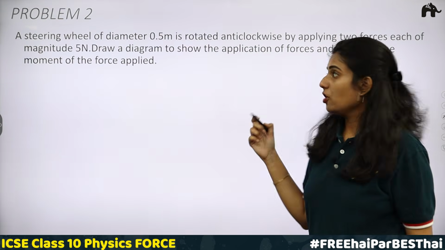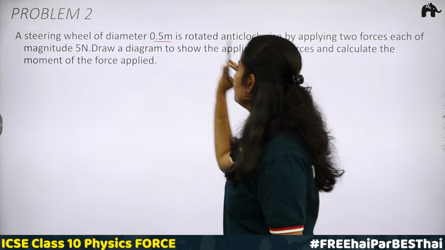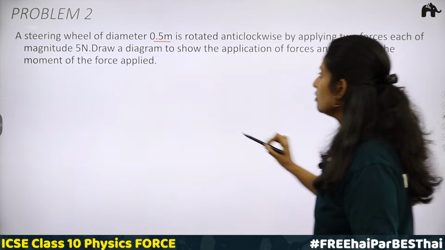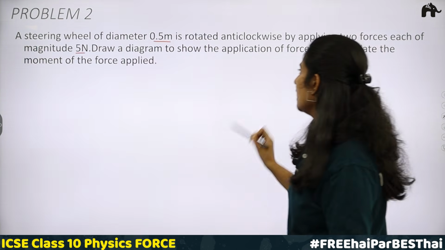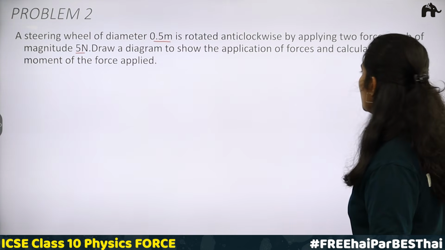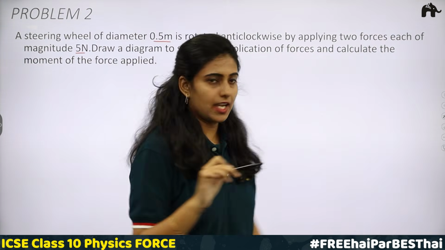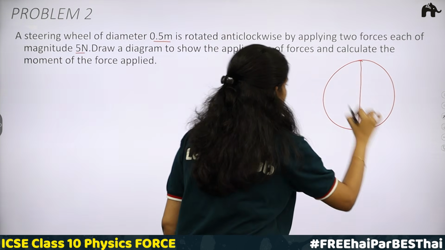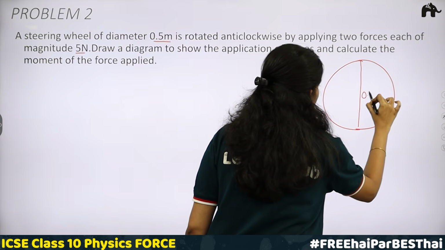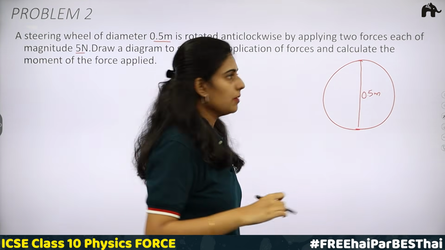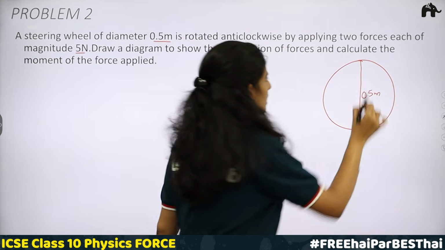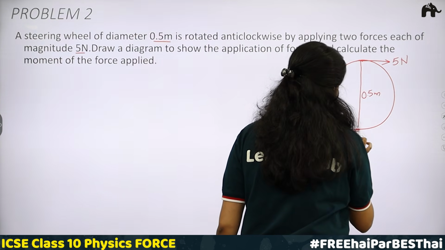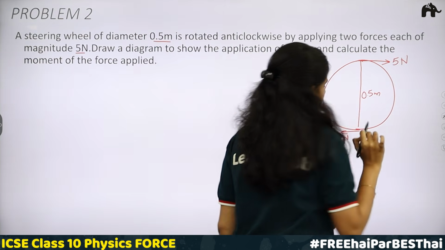Okay. Second problem: a steering wheel of diameter 0.5 meter is rotated anti-clockwise by applying two forces each of magnitude 5 Newton. Draw a diagram to show the application of forces and calculate the moment of the force applied. Here you have a steering wheel. This is the diameter, which is 0.5 meter. Now two forces are applied. Here this is your first force of 5 Newton and the second force of 5 Newton.